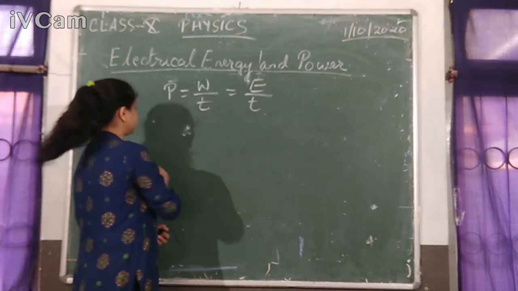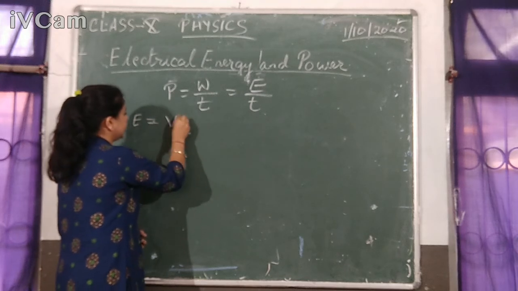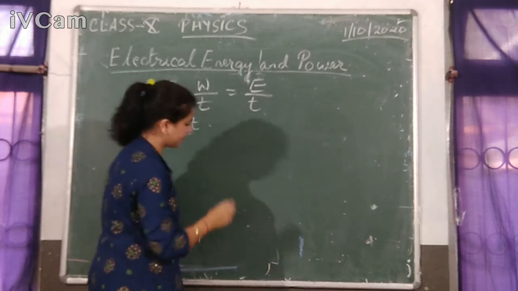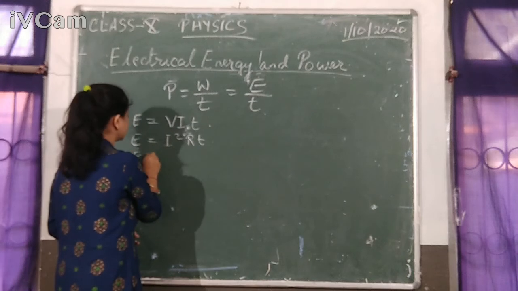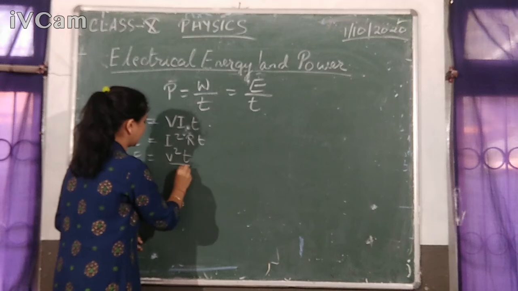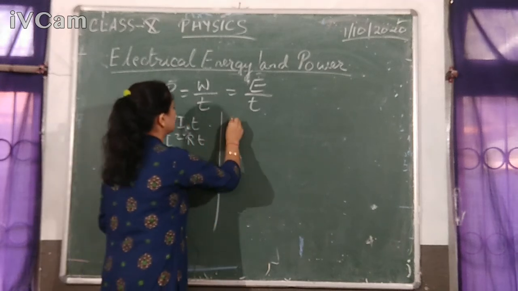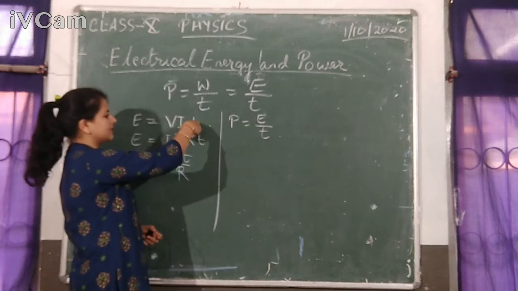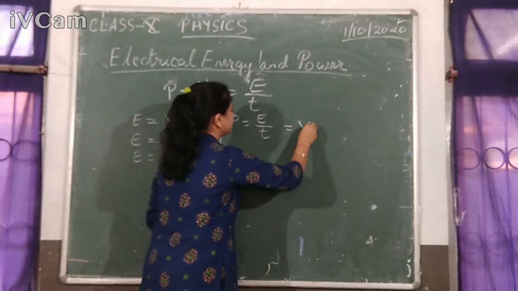Okay. Now, energy, the expressions were VIT. The second one was I square RT, and the third one was V square T divided by R. Now we are going to use these to find three expressions for power. Power will be E by T in each case. So that means everywhere this T will be divided by another T, which will eventually get cancelled. So power is V into I.